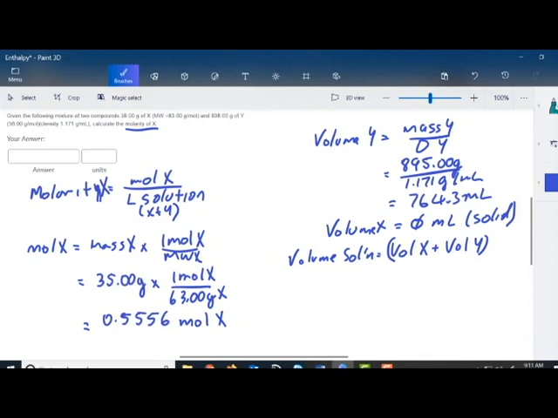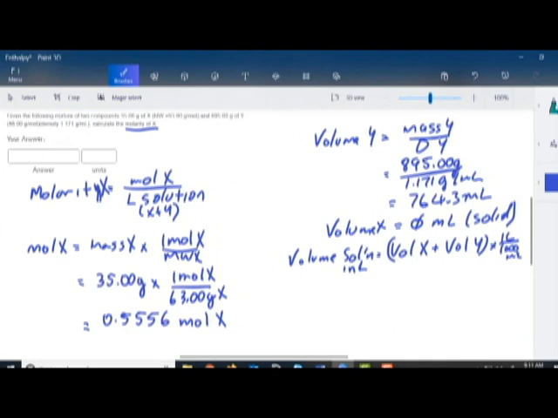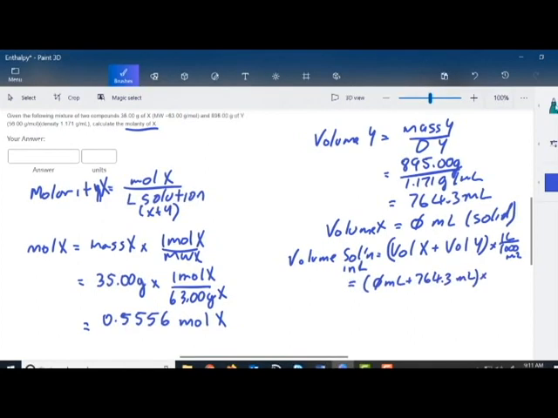And we're going to find this in liters. So let me add that down in here in liters. So that's going to be times 1 liter over 1,000 mils. Now that's going to come out to be 0 mils plus 764.3 mils times 1 liter over 1,000 mils, which is going to be 0.7643 liters.